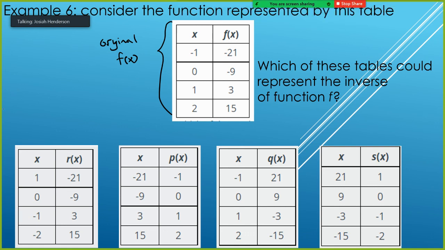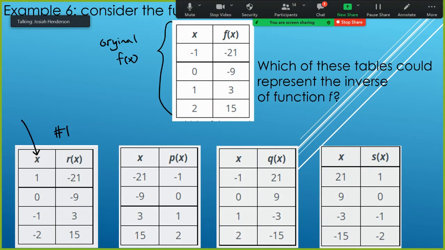So just a visual inspection, the first option, R of X, number 1 here. Well, I should see -21, -9, 3 in the domain. I should see my original outputs over here, but I don't, right? These are all other things with signs flipped around. So this is not the answer. We can rule it out because it doesn't have the right inputs. We're looking for these -21, -9 as our inputs.